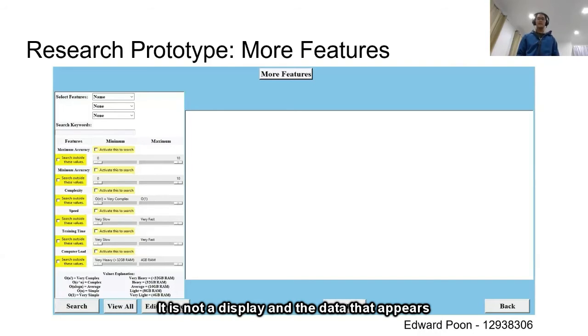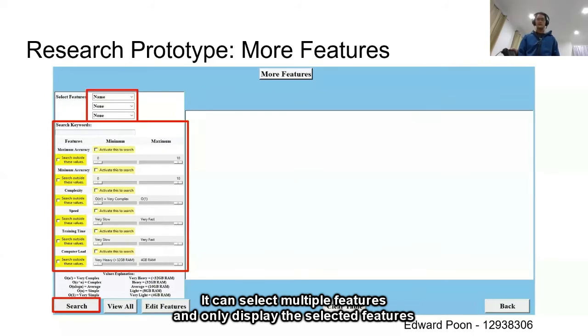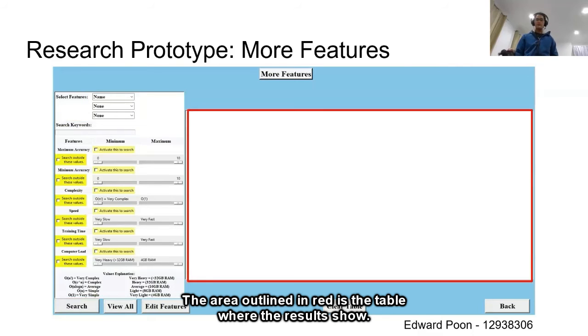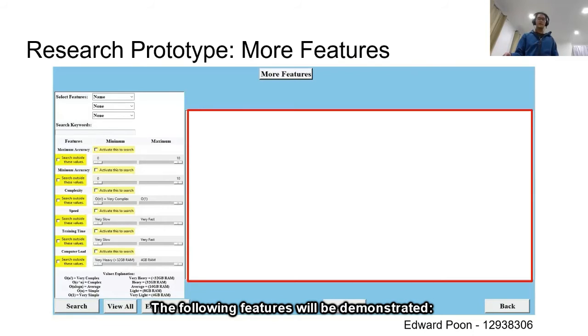For our search function, it is presented in the multiple features page. It is not a display, and the data that appears when a search is performed is all executed dynamically. The GUI is able to take a user input and then form a query for the database. It can also select multiple features and only display the selected features in different columns, in the table within the red outline. This outlined area in red is the table where the results show, but no search has been executed in this picture, hence it does not show anything. The execution will be shown in the following demonstration.